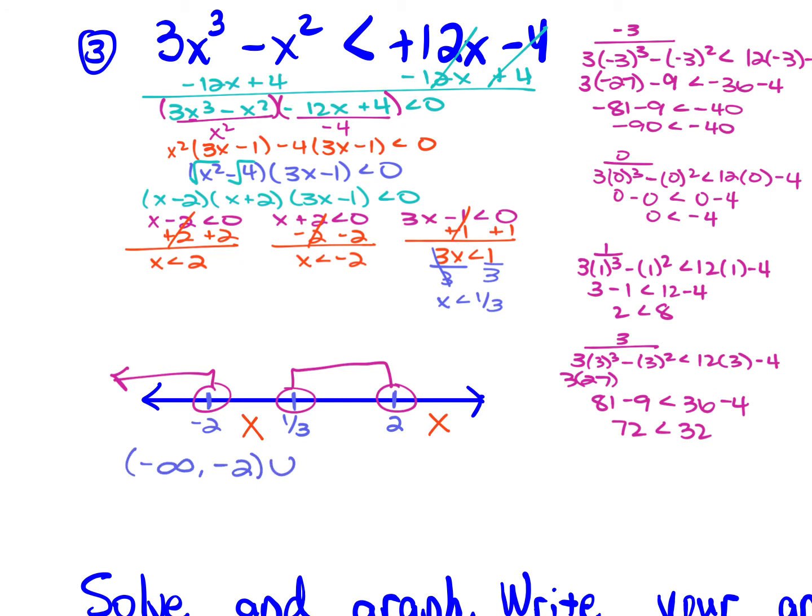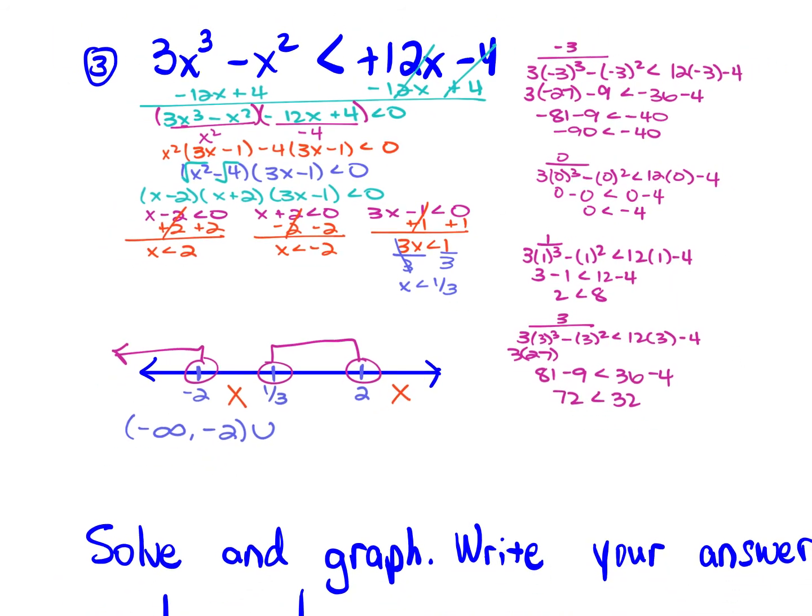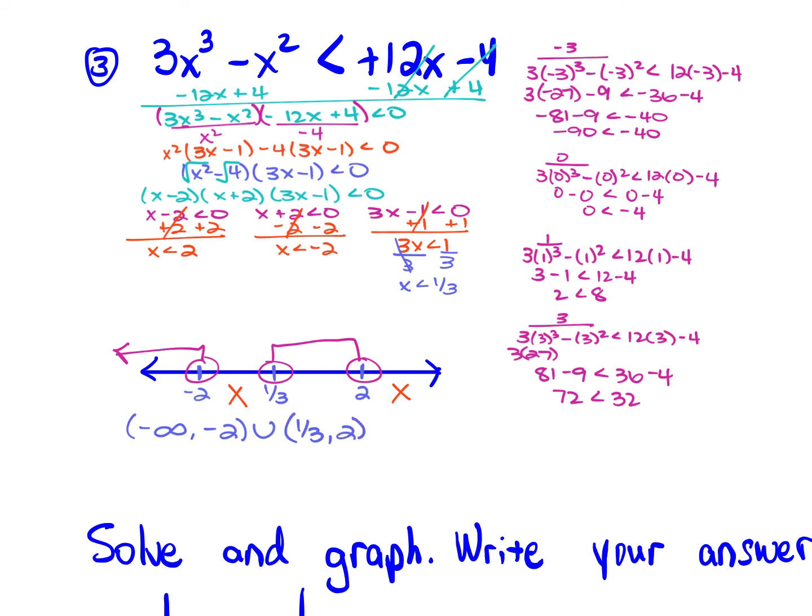For your next part, what's the smallest number that you're including? The 1/3. Does it actually include the 1/3? No. So parentheses goes on the 1/3. What does that line go up to? Positive 2. Does it include the 2? No. So the parentheses goes on the 2 as well. So your interval notation for this would just go from negative infinity up to -2, not including the -2, with a union of 1/3 to 2, not including the 1/3 or the 2.